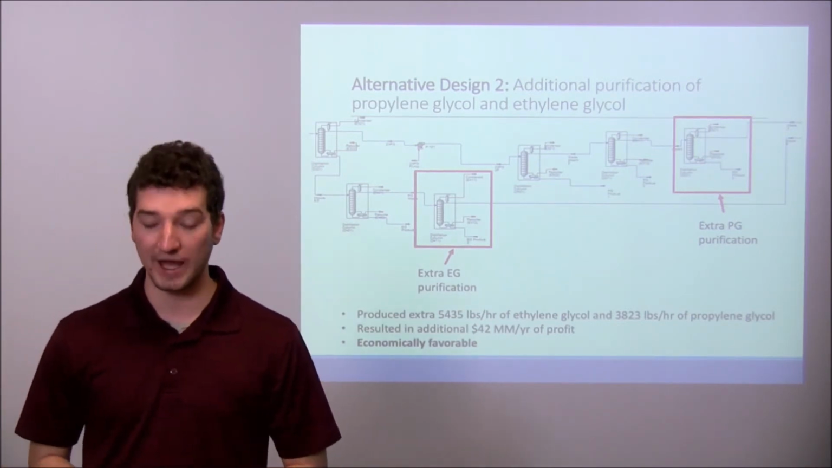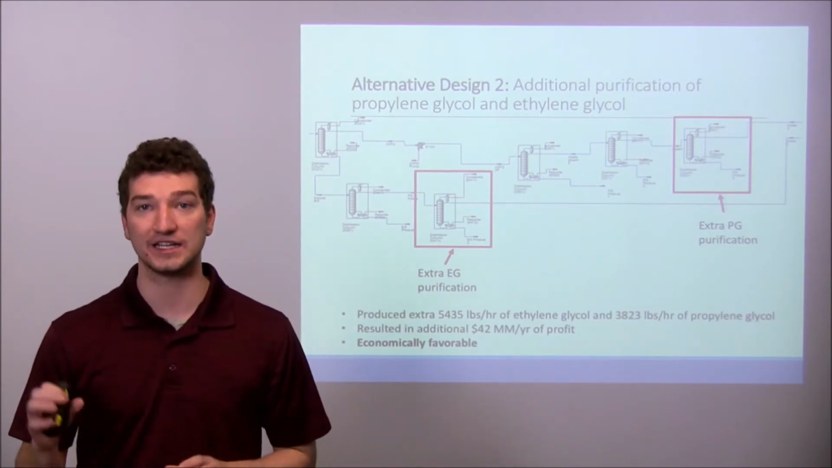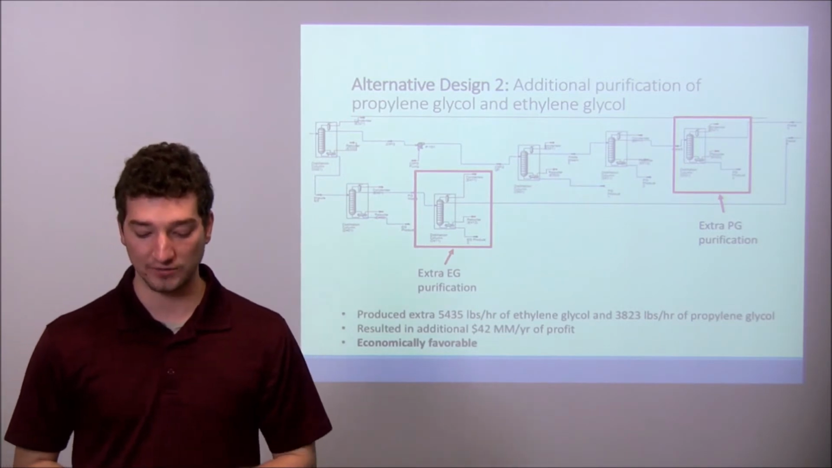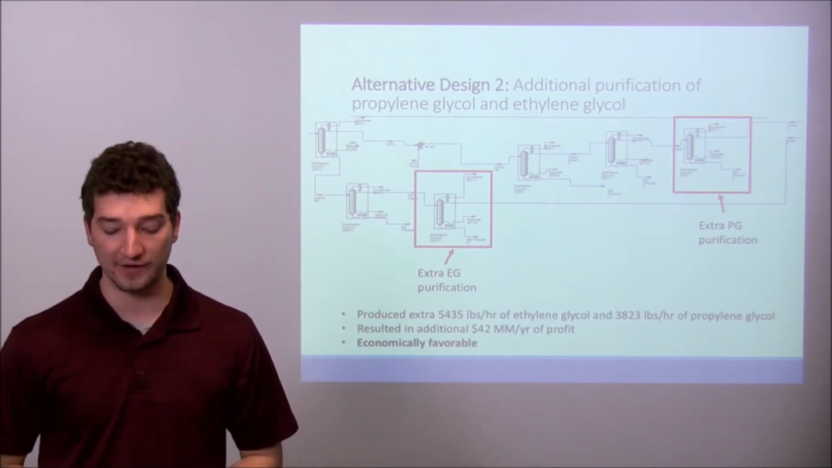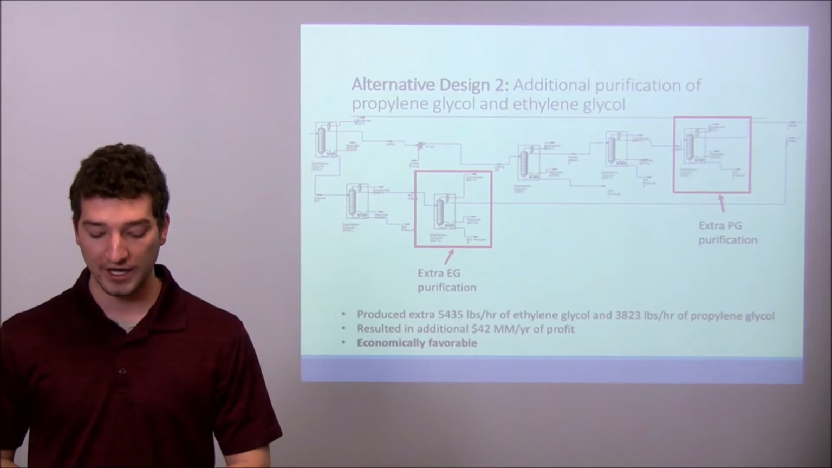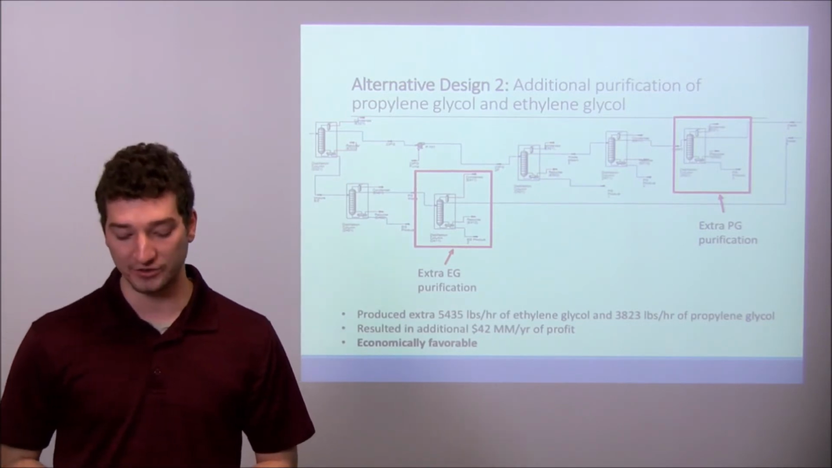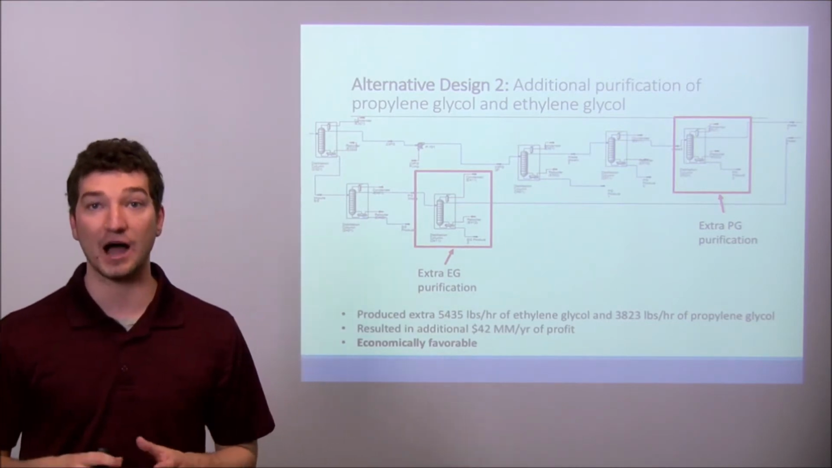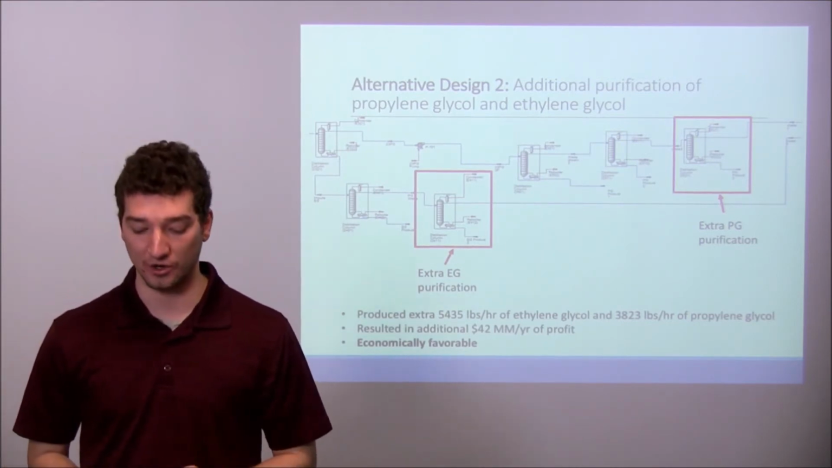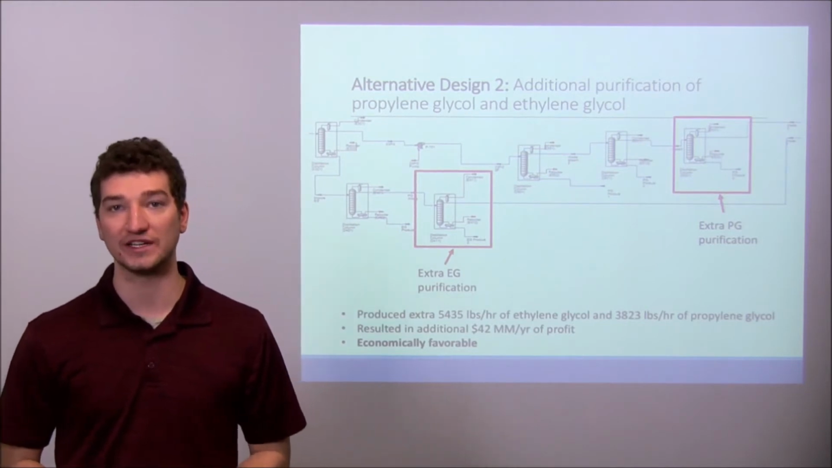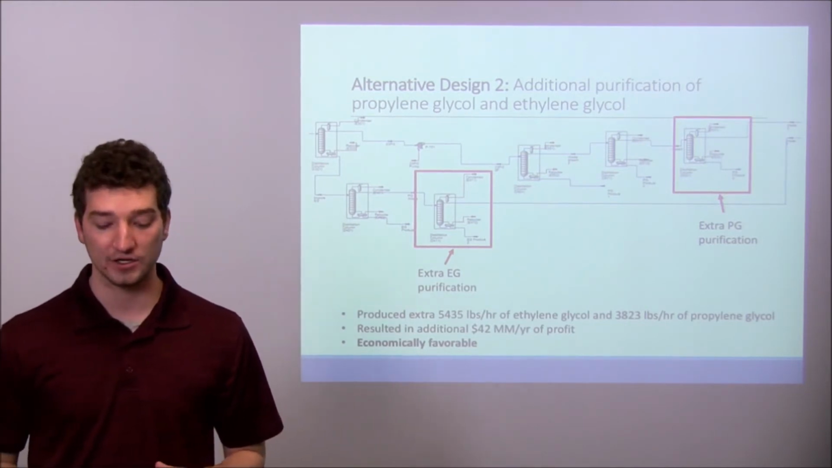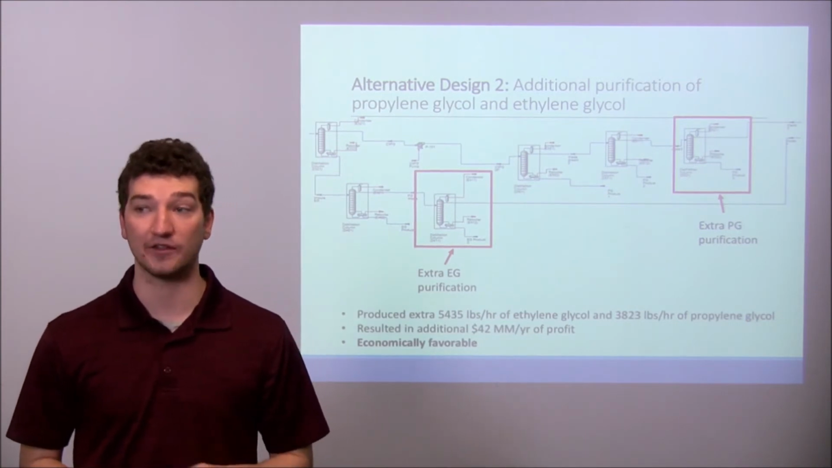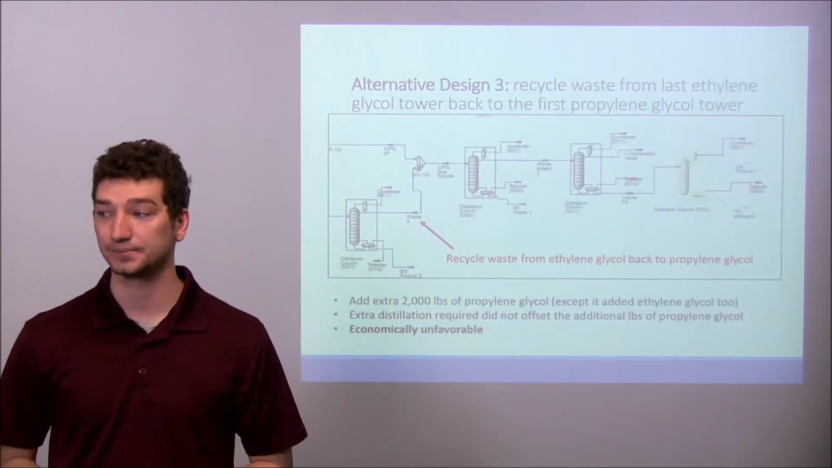So we were able to add a distillation column onto each end of those streams, and the additional columns create 5,435 pounds per hour of ethylene glycol in addition to 3,823 pounds per hour of propylene glycol. And the operating profit from those 2 columns alone adds an additional $42 million a year in operating profit. So it's highly economically favorable, and thus we determined to add those to our final design.